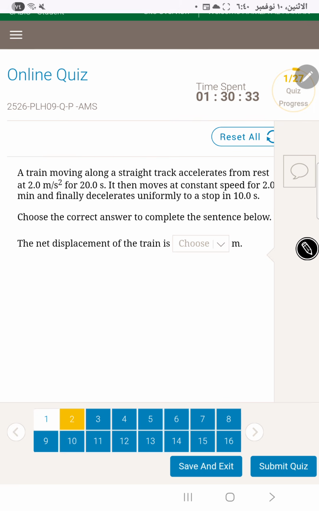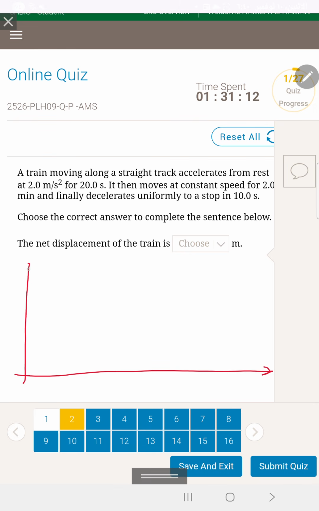Number 2. A train moving along a straight track accelerates from rest at 2 meters per second squared for 20 seconds. It then moves at constant speed for 2 minutes and finally decelerates uniformly to a stop in 10 seconds. Choose the correct answer to complete the sentence below. The net displacement, what is it? In order to calculate the net displacement, the best way is to draw a small graph quickly and then you can find the area under the graph. So let's do this graph here.